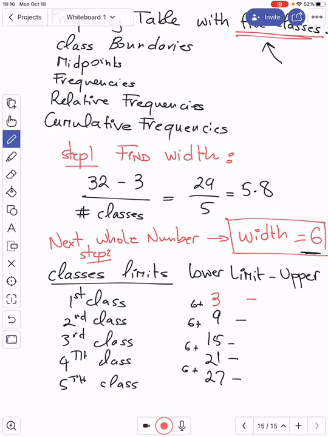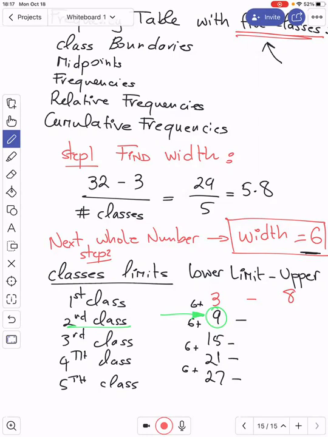Now for the upper limit, all you have to do, guys, is take the lower limit of the second class, which is 9, and subtract 1. So 9 minus 1 will be 8. So the upper limit of the first class is 8. You always subtract 1 from the lower limit of the second class. That's why I got this upper limit equal to 8.